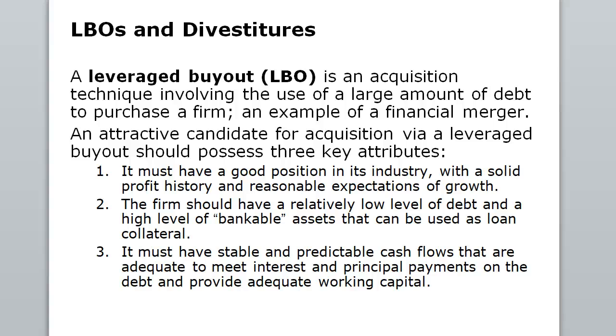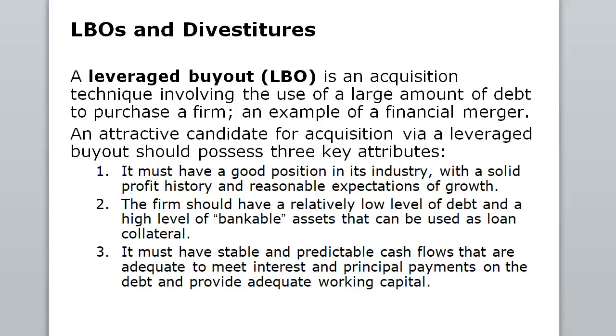So what makes an attractive candidate for acquisition in a leveraged buyout? They should possess three of these characteristics. One, it must have a good position in the industry with a solid profit history and reasonable expectations of growth. One of the reasons that the leveraged buyout of Dunkin' Donuts was so popular is because Dunkin' Donuts had yet to expand its locations into the entire United States and into the entire world. So it had a lot of growth potential in expanding its stores across the world. And it was also a very profitable company, as any company that sells a lot of coffee is.